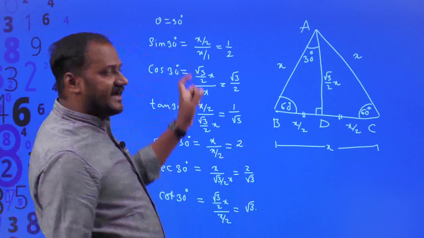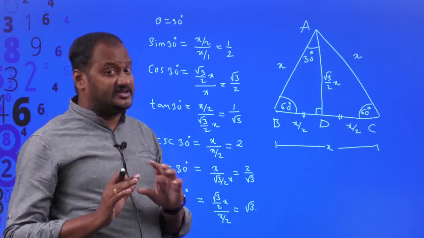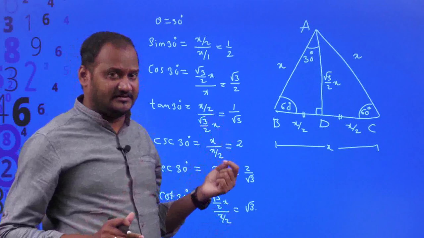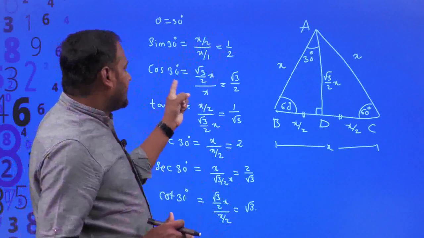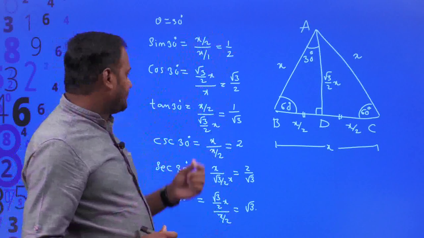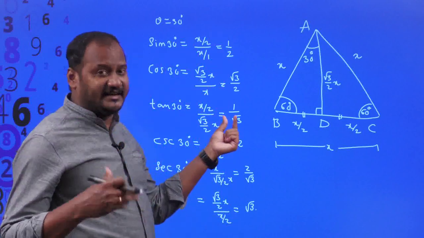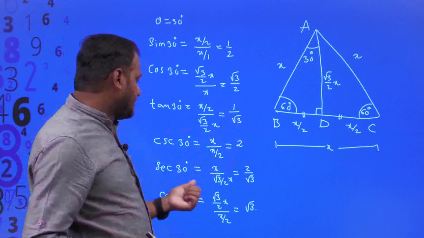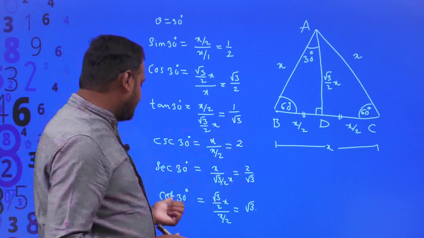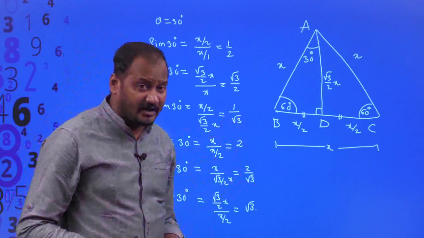So these are all the standardized values. The values will not be changed. So you will have to remember all the values, right? So sine 30 is equal to 1 by 2. Cos 30 is equal to root 3 by 2. Tan 30, 30 means 30 degrees by default, okay? Tan 30 is 1 by root 3. And cosecant 30 degrees is equal to 2. Secant 30 is equal to 2 by root 3. And cot 30 is equal to root 3.